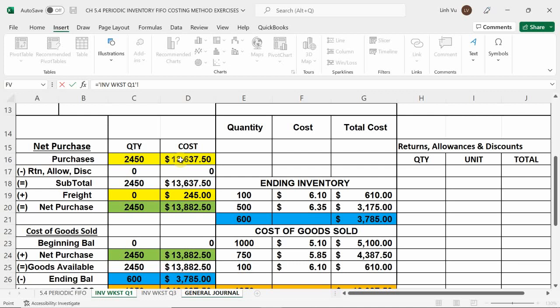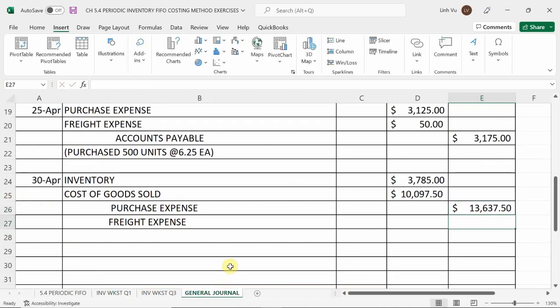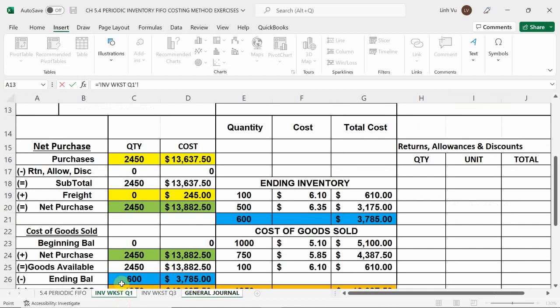We have a separate account for that. So what we're looking at here is just how much it cost me to purchase the items by itself. So in this case, $13,637.50. And then I can recognize the freight expense. Okay? Since I'm zeroing them out, removing them from each account here, the purchase expense and the freight expense, right?